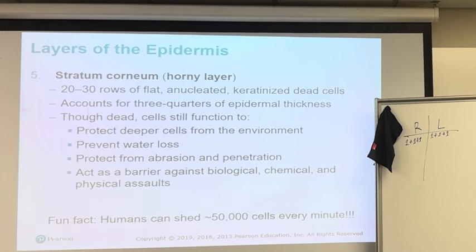So the topmost layer, the stratum corneum, is the thickest layer, because it has 20 to 30 rows of flat, anucleated, keratinized dead cells, and accounts for 3/4 of the epidermal thickness. Though dead, the cells still function to protect deeper cells from the environment, prevent water loss, protect from abrasion and penetration, and act as a barrier against biological, chemical, and physical assault. So humans can shed around 50,000 cells every minute.